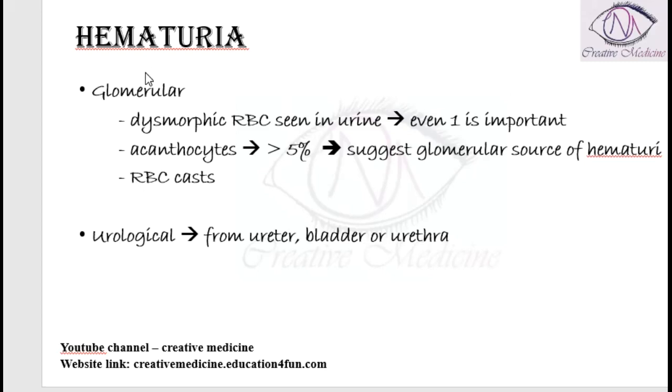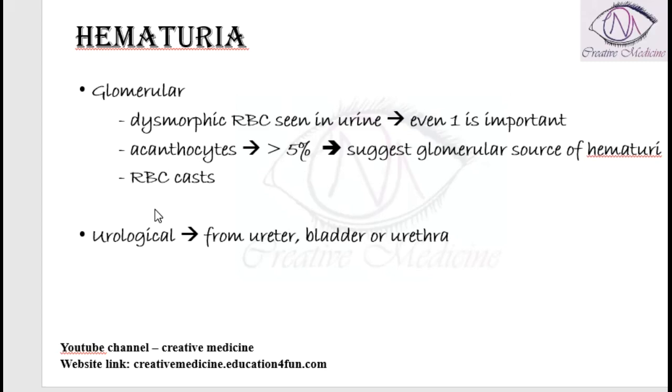So in glomerular causes of hematuria, you will see that dysmorphic or crenated RBCs will be seen in the urine. Even one dysmorphic RBC is very important. Second, acanthocytes may be present. If acanthocytes are present in more than 5% of cases, then this will suggest a glomerular source of hematuria. RBC casts are also present in glomerular hematuria.